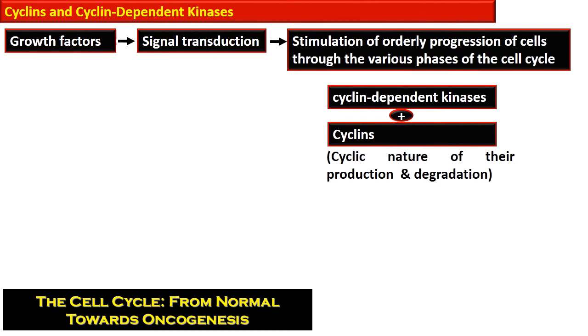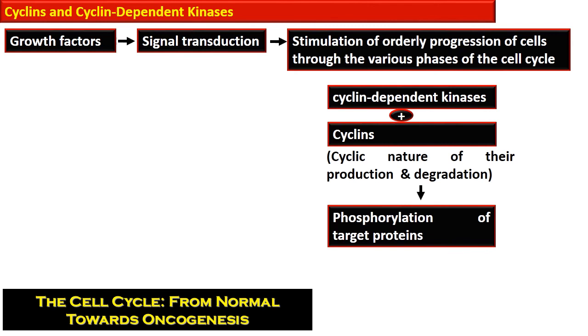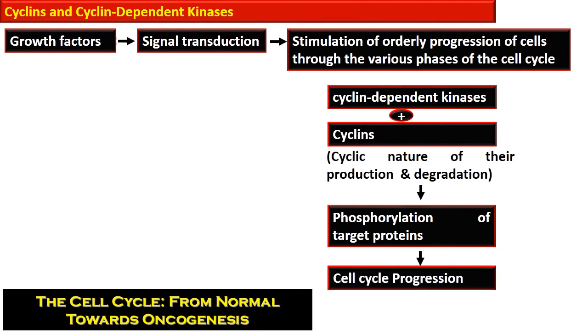And also they are cyclic in nature during their production and degradation, hence they may be termed as cyclin. So these kinases, the cyclin dependent kinases, are then responsible for the phosphorylation of the target protein that is responsible for the cell cycle progression.